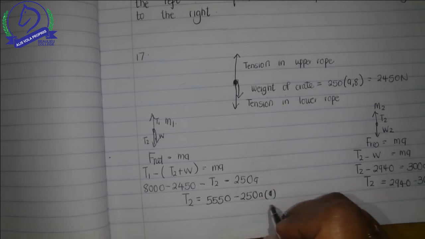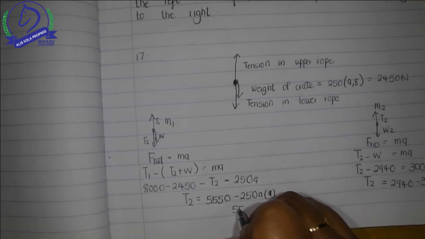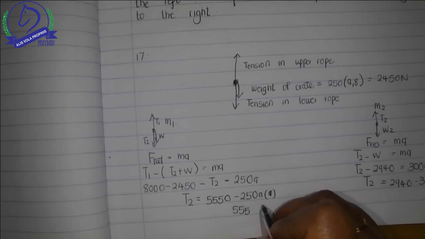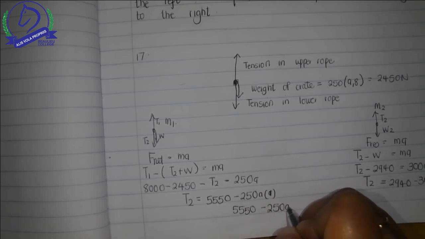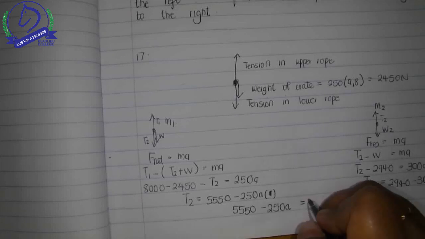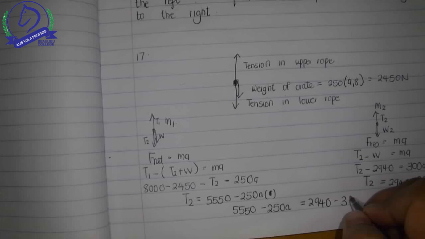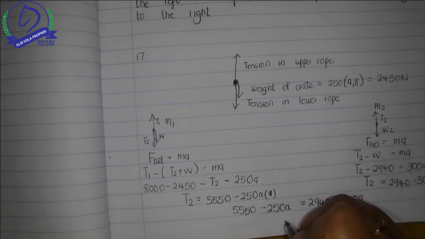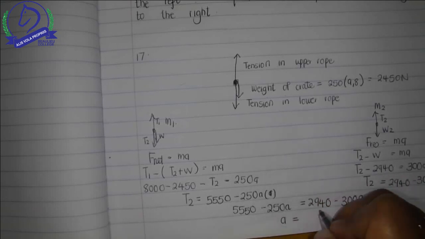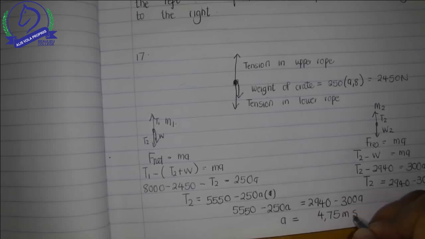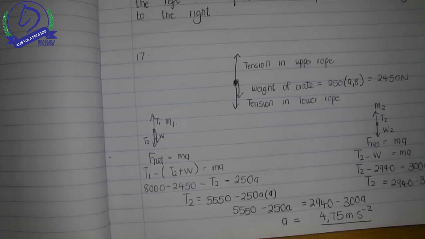Now I can equate the two equations. 5550 minus 250A is equal to 2940 minus 300A. I solve for my acceleration, and I get acceleration to be 4.75 meters per second squared.